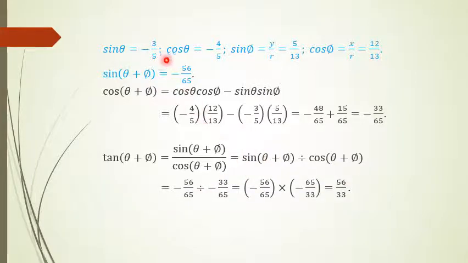So sine(theta plus phi) is minus 56 over 65 divided by cos(theta plus phi), which is minus 33 over 65. And if you remember well how to divide by a fraction, invert the divisor and multiply. So putting minus 33 over 65 upside down and multiplying, we have minus 56 over 65 multiplied by minus 65 over 33. The 65s will cancel, and a negative number times a negative number gives us a positive. So that's 56 over 33.